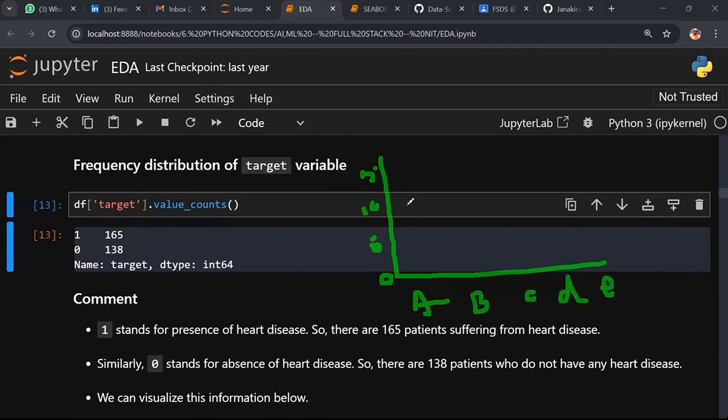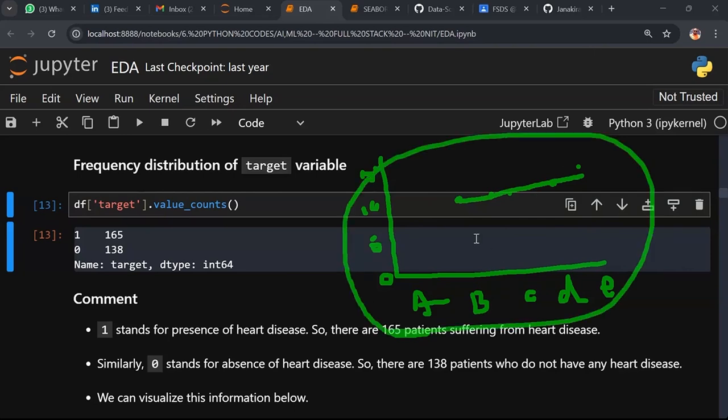A kid, you give 10 chocolates. B kid, you give 10 chocolates. C kid, you give 10 chocolates. D kid, you give 10 chocolates. E kid, you give 11 chocolates. Do you see, guys? When I plot, what kind of distribution did I get? Uniform distribution or not? This is called uniform distribution. Understand what is meant by uniform distribution.